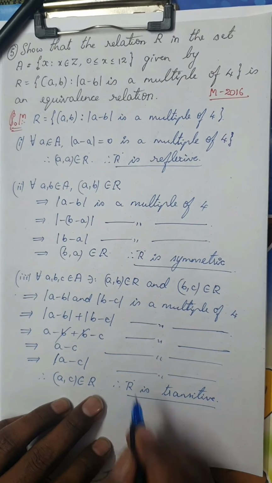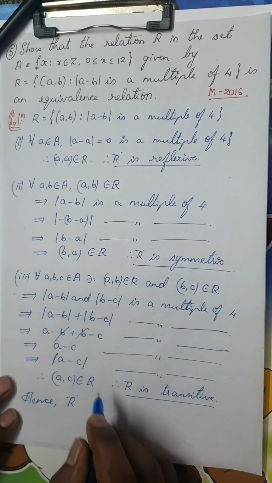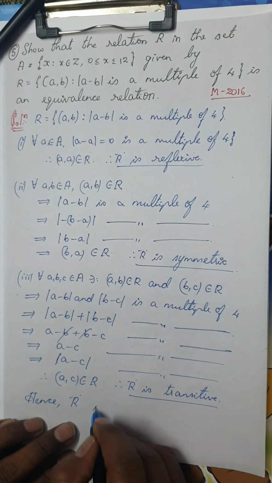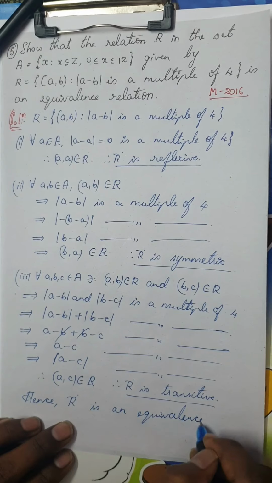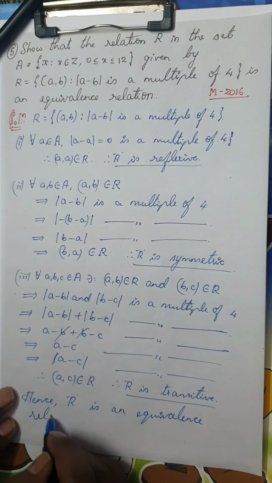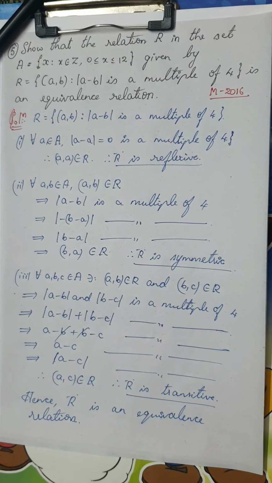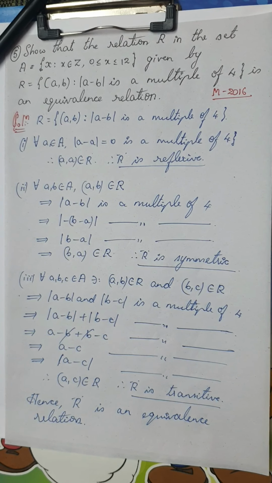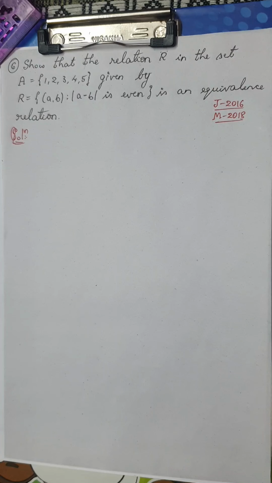Are you following? R is transitive. Hence, all the three are satisfied. You can write R is an equivalence relation. Hence, R is an equivalence relation. So, if you can write so much, you are eligible to get 3 marks. Very simple, isn't it? I think you are feeling these questions are very easy to get 3 marks. Yes, you are right. These are easy questions. Shall we move on to the next question?